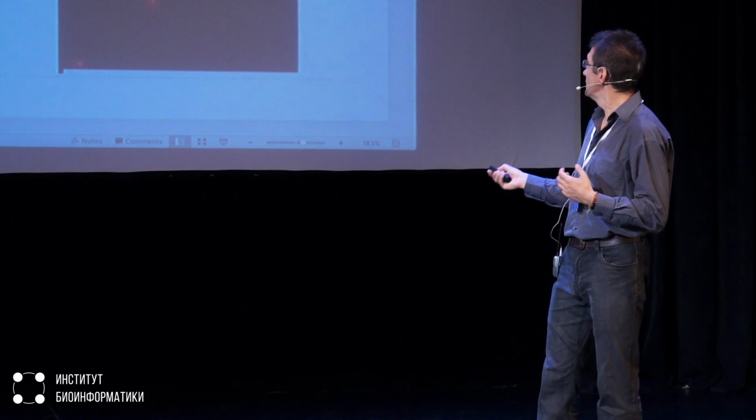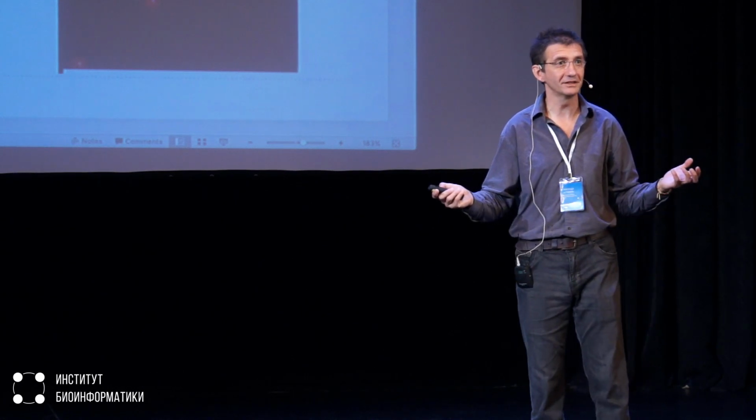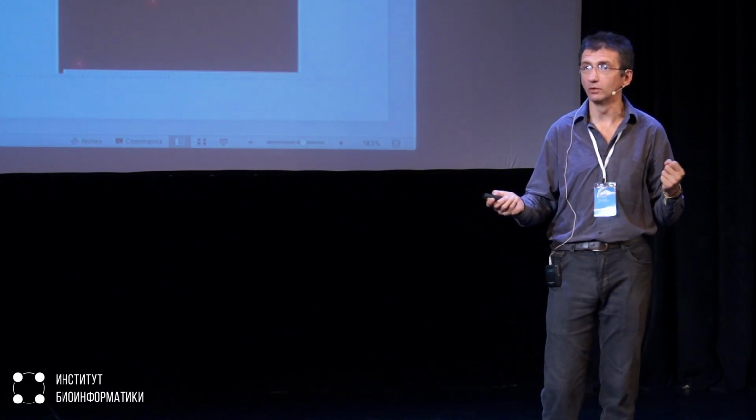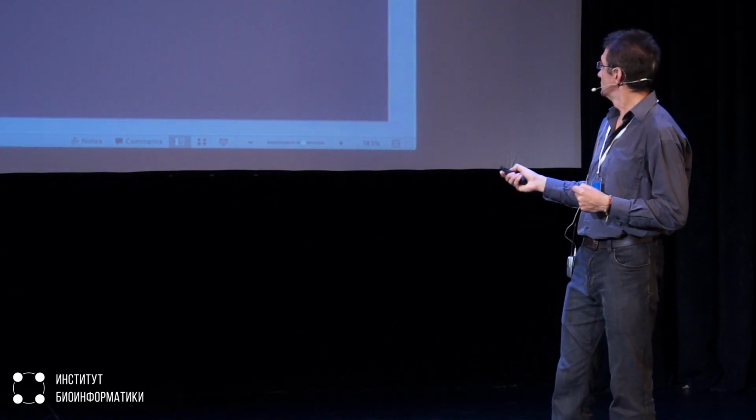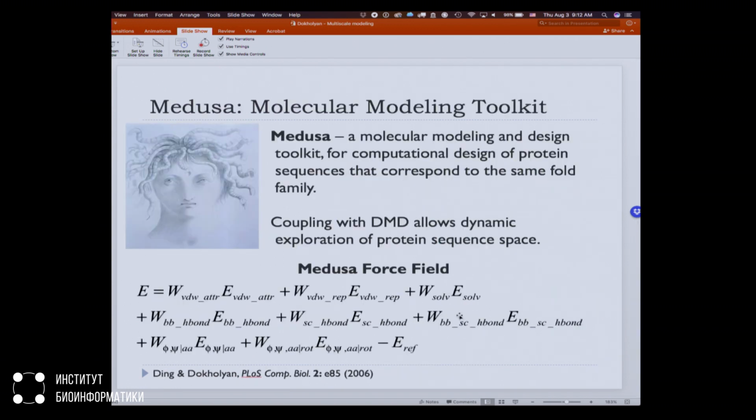But the problem was DMD is just an engine, right? It's just a motor in a car. That's it. You need to give the rules of the game, and that's called a force field. So it took us 12 more years to develop this force field, which we called Medusa. And the force field is very similar to CHARMM, traditional force fields, and Rosetta, but we developed it in a different fashion, and it's a long story how we did it. But it includes van der Waals terms, repulsion and attractions, interaction with the solvent, and lots of hydrogen bond interactions. So we have donors and acceptors present there, but the interaction depends on the environment where they're sitting.